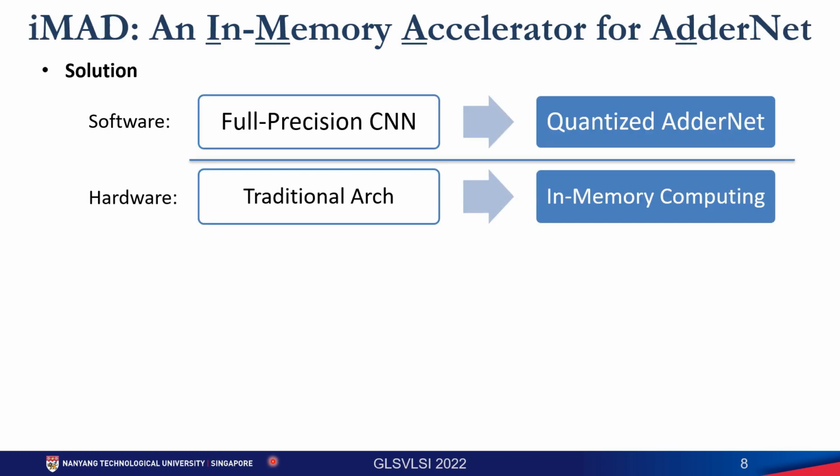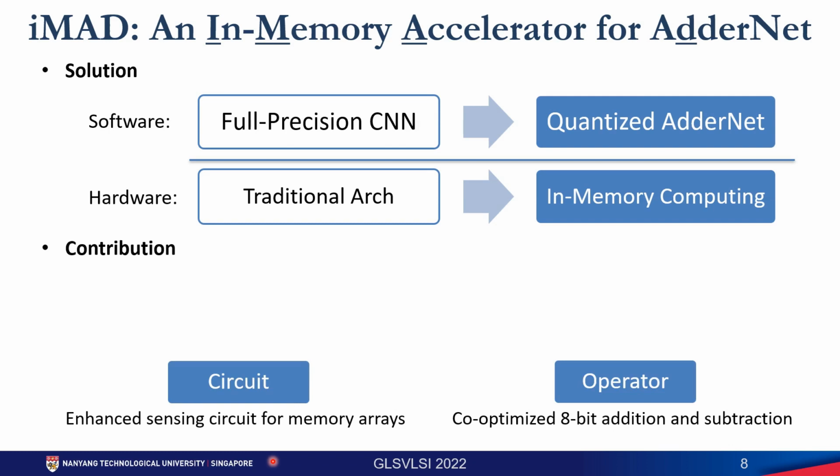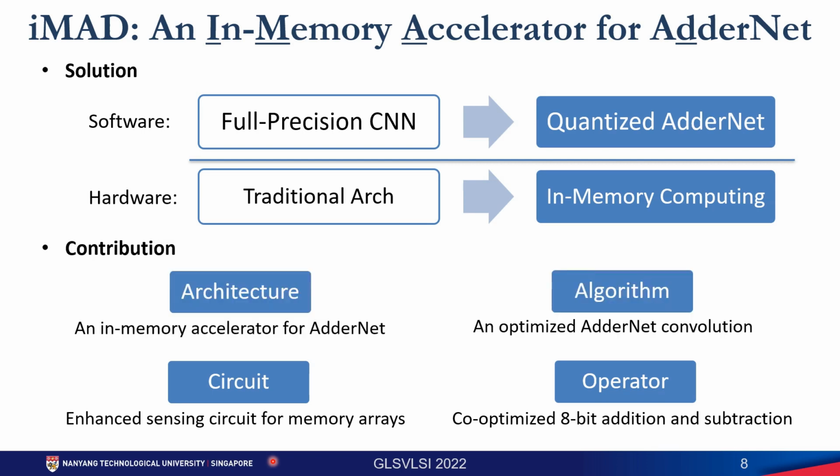Therefore, we propose an in-memory accelerator for AdderNet, named iMAD. We target the quantized AdderNet instead of traditional full precision CNNs, and adopt in-memory computing instead of traditional hardware architecture. Our contributions include the circuit and operator level, by proposing enhanced sensing circuits and co-optimizing the addition and subtraction operations. Upon the circuit and operator, we build the accelerator architecture and propose an optimized AdderNet solution for our in-memory computing platform.